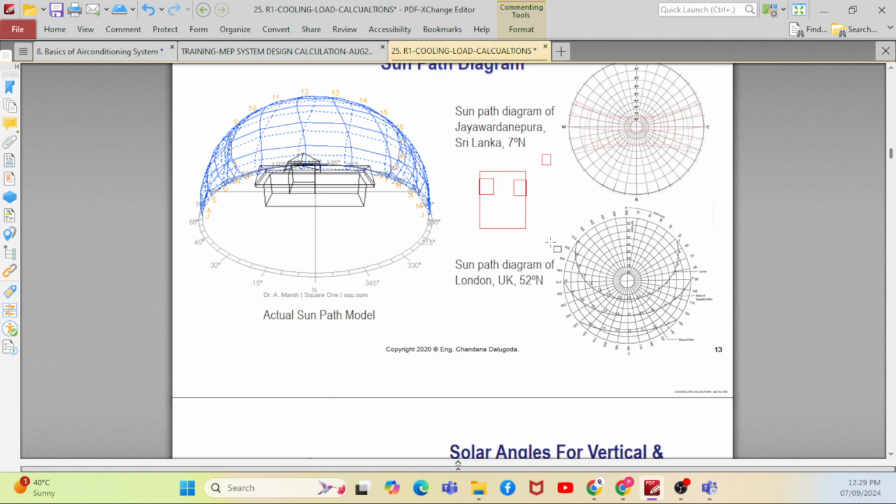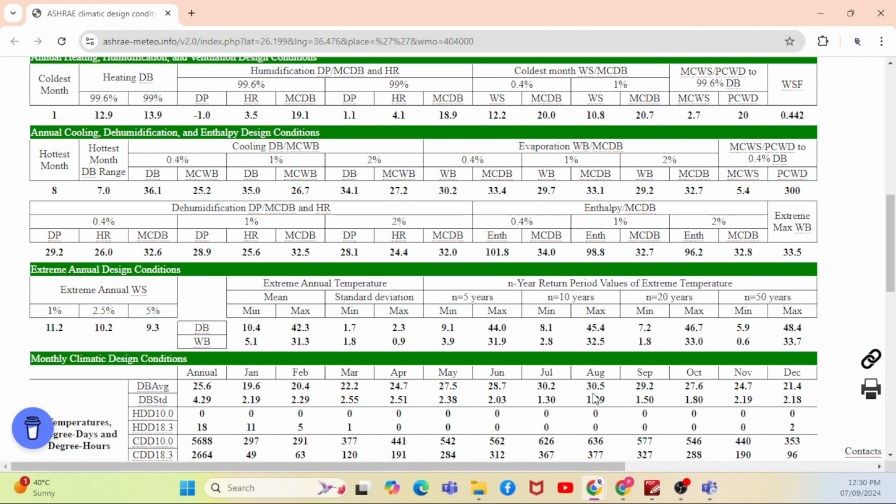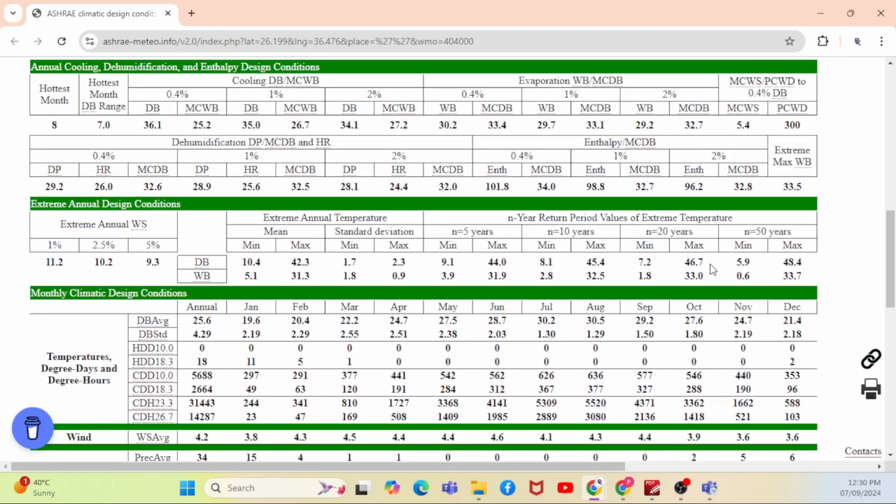Actually, when you do the heat load calculation of any part of the world, you will consider both summer and winter temperature, right? For example, if I go to the same guideline again, you can see this value, for example n equal 20 years, or you can talk about extreme annual design condition. What is the temperature here? Maximum temperature is 42.3 and 31.3, right? And also you can see the minimum temperature during the winter. It will be 10.4 and 5.1.